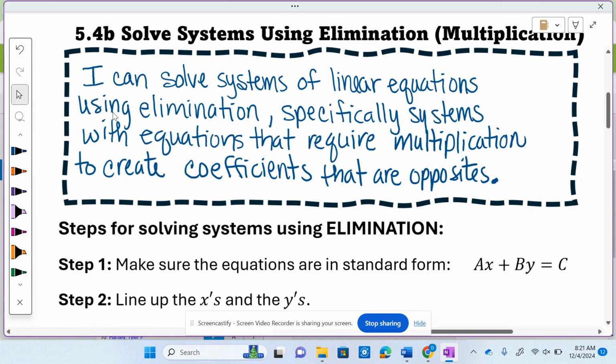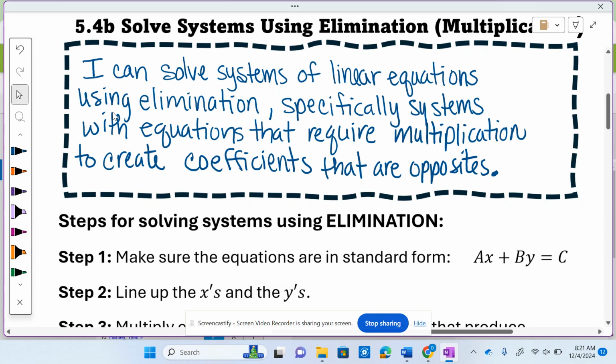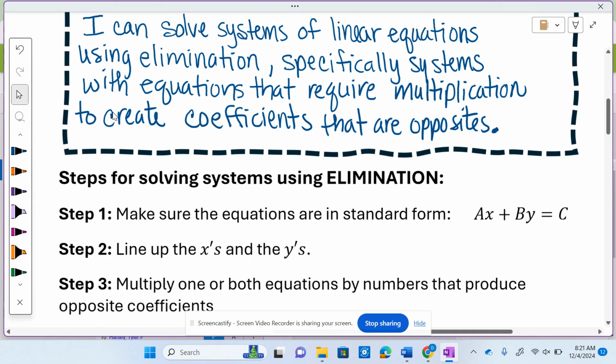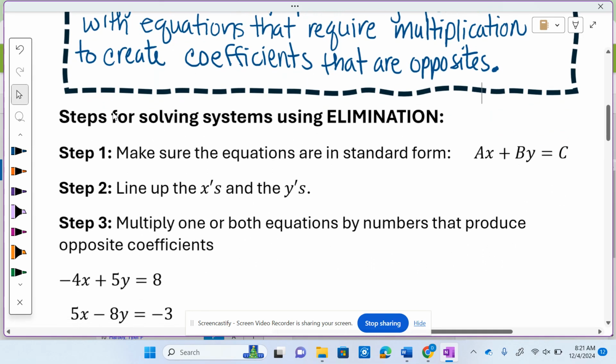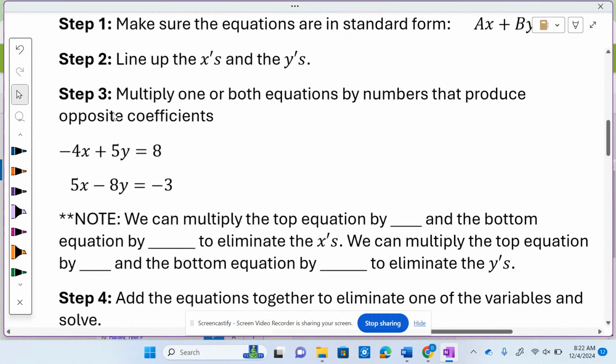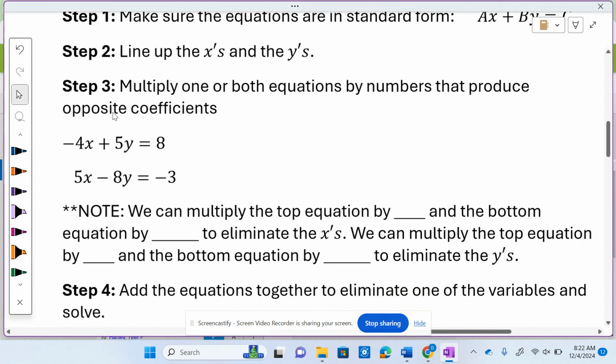All right, so step number 1, make sure your equations are written in standard form. Step number 2, line up the x's and the y's. Same thing that we did yesterday. Step number 3, this is different. You might have to multiply one or both equations by numbers that produce opposite coefficients. So let's look at this system right here.